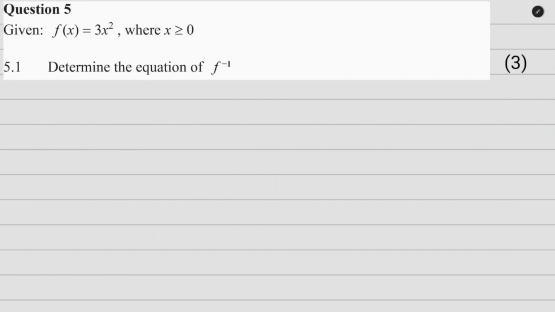Question 5 focuses on inverse functions, and more specifically, it's the inverse of a parabola, because I'm seeing x squared, so I've identified this function as a parabola. And the first question asks us to determine the equation of f minus 1. It's a fancy way of saying get the equation of your inverse.